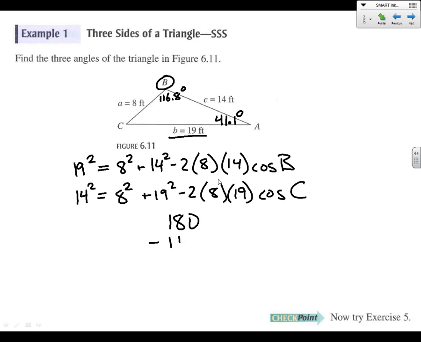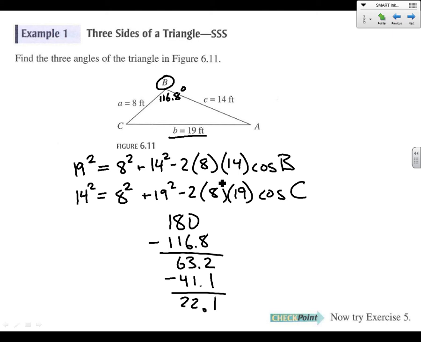Luckily, we don't have to do any more law of cosines, because at this point, we can do 180 minus 116.8 and get 63.2, and then we can subtract 41.1 and get, what do we got here? 22.1 degrees for the third angle. Oops, I labeled those in the wrong places, didn't I? Switch places. We solved for C.